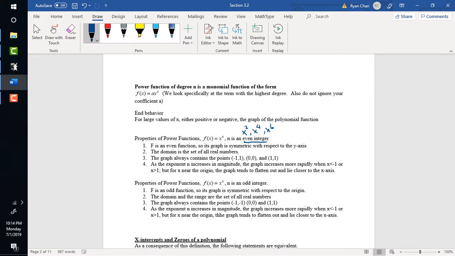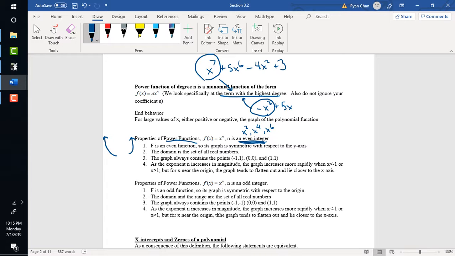And when we talk about power functions, we're talking specifically about the term with the highest degree. Let me give you an example. If I have x to the 7th plus 5x to the 6th minus 4x squared plus 3, this is a polynomial. My x to the 7th here is going to be the power function I'm using. If I have negative x cubed plus 5x, my negative x cubed is what I'm looking at for my power function.